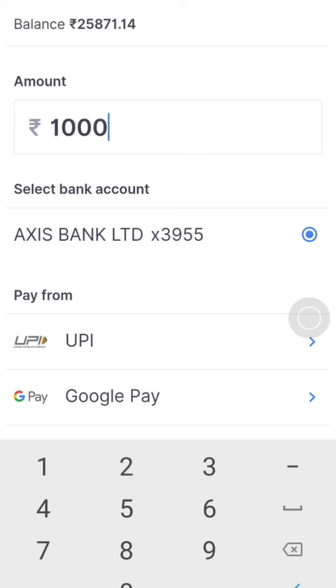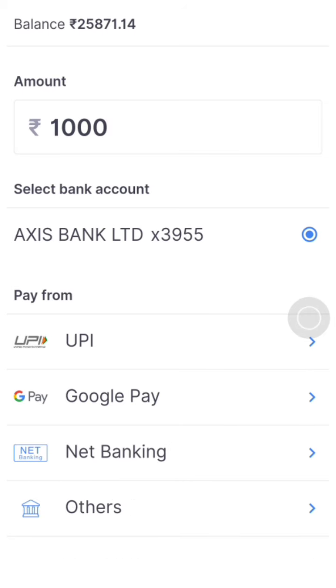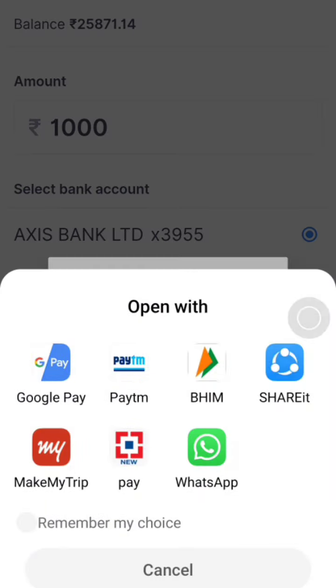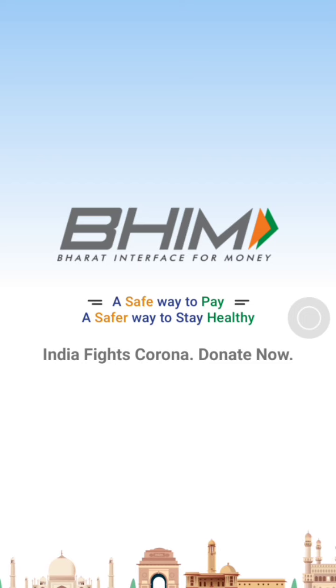Let's say I'm adding 10,000. Let's make it 1,000. I will add 1,000 rupees. Then it will take the money from your linked bank account. Automatically, the bank account you linked will come over there. And there are options: you can add money from UPI, Google Pay, net banking. Whichever option you want, you can add. Let's see, I will add through UPI. Now so many options are coming for which UPI I want to pay. Let's see, I will add through my UPI app, and it will automatically open.